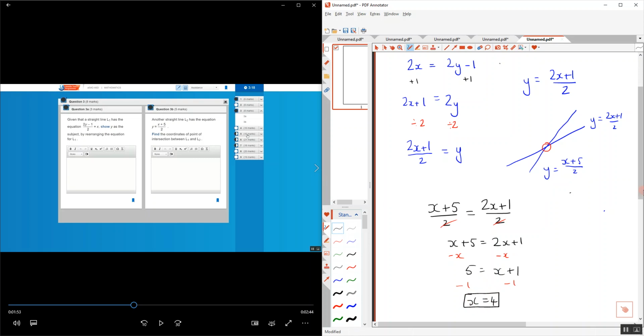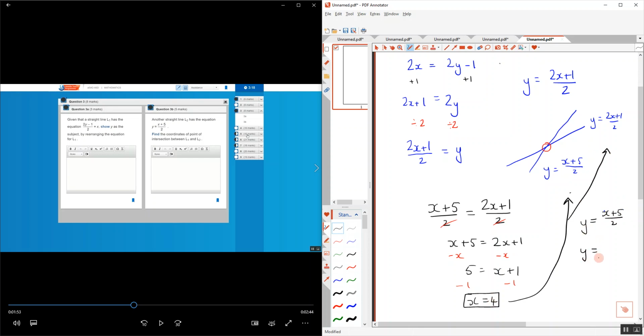So how do I find the y coordinate? Just substitute x back into either this one or this one. Which one do you want to put it into? The bottom one. Why? It just seems easier. It's slightly easier, yep. So I'm picking that one.